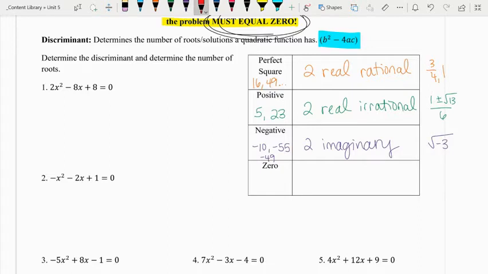Then you have 0. If you have 0, that means that you have 1 real rational, because you'll get something like 5 plus or minus the square root of 0 over 2. Well, plus or minus 0 doesn't give you anything, so you just get 5 over 2.